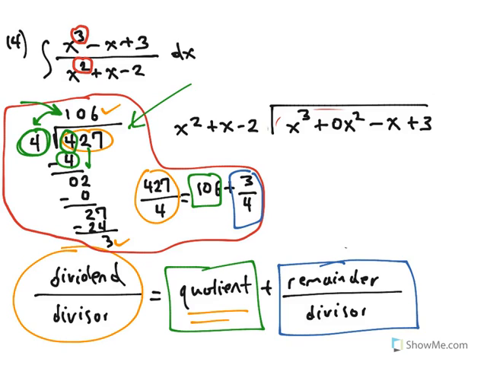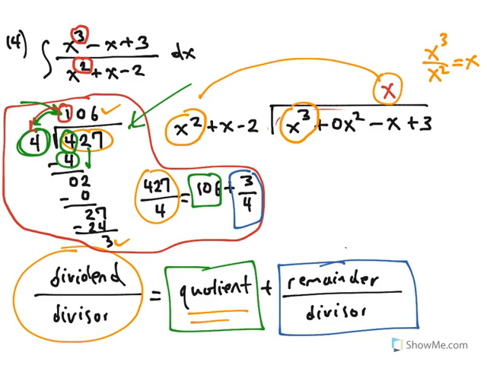So here's what we do. You look at the x cubed from the dividend and you divide that by x squared from the divisor. So x cubed divided by x squared is x. And you're going to write that here in place of the quotient. And just like you multiplied 1 times 4, you're going to multiply x to each term of the divisor. And when you do that, you get x times x squared is x cubed, x times x is x squared, and x times negative 2 is negative 2x.